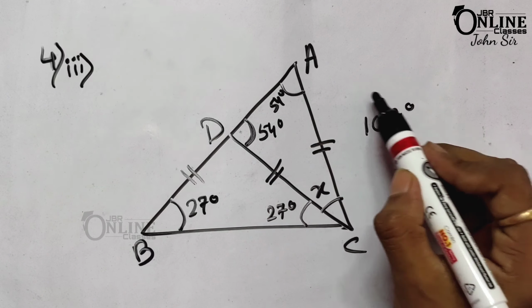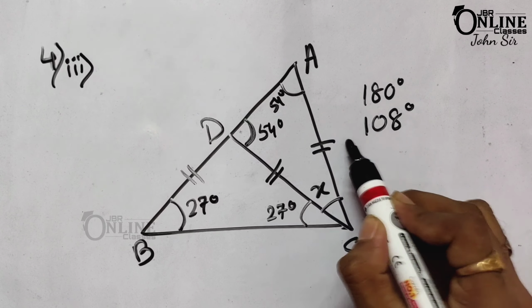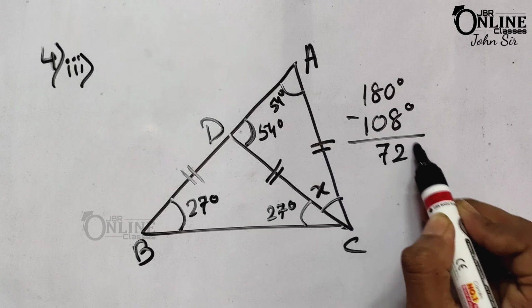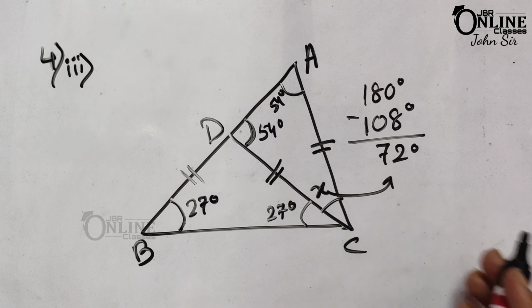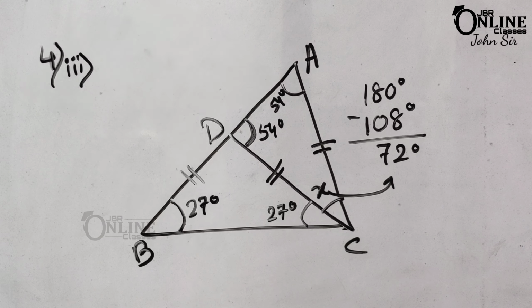Okay, and the whole angle equals 180. So 180 minus 108 is equal to 72. So x equals 72 degrees.